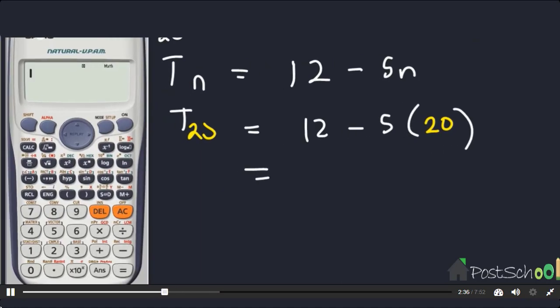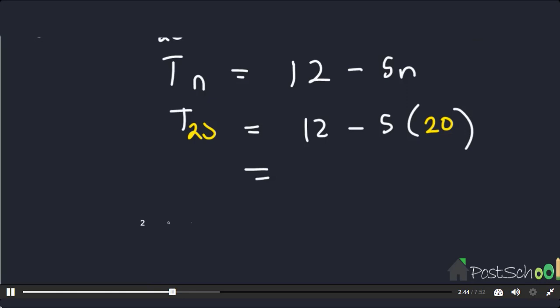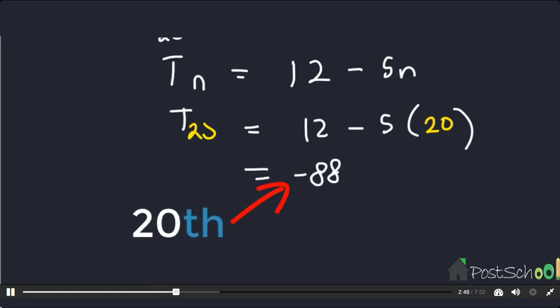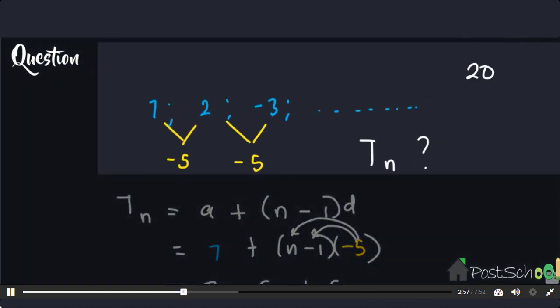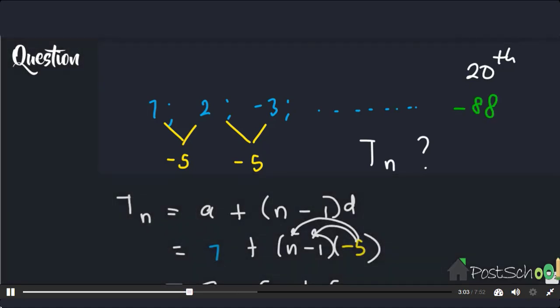Okay, so let's punch this on our calculator. This is 12 minus 5 times 20, which gives us negative 88. So the 20th term, if we continue the sequence, is going to be negative 88. If we continue this up to the 20th term, we are going to have negative 88 in the 20th position.